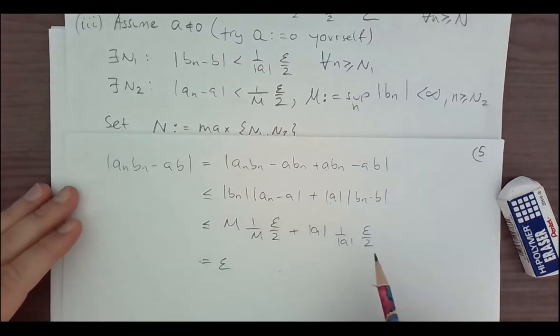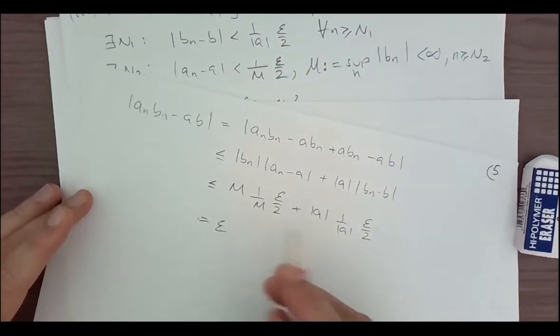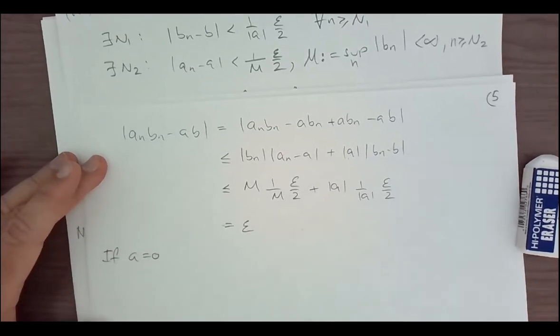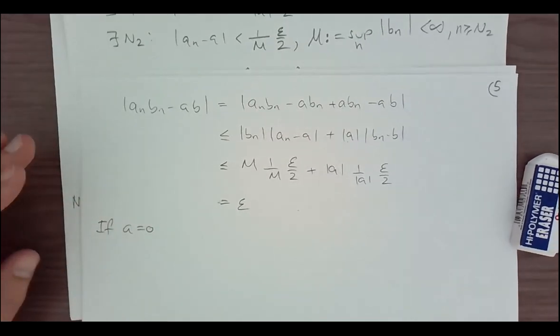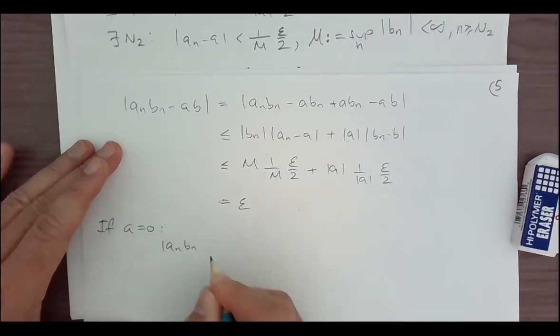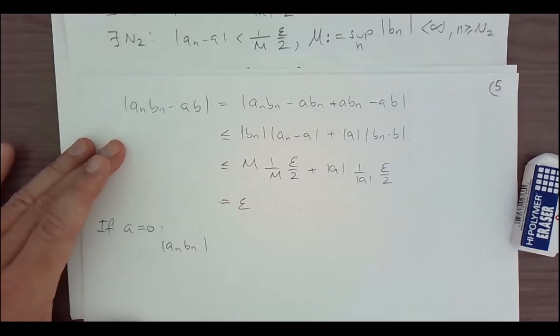This was in the case that A here was not 0. So if A was 0, we also need to do that case. So if A is equal to 0, the story is almost the same, but not quite. Then what would I do? I would take AnBn, right? So now I'm claiming that this converges to 0. So I need to make that thing small.